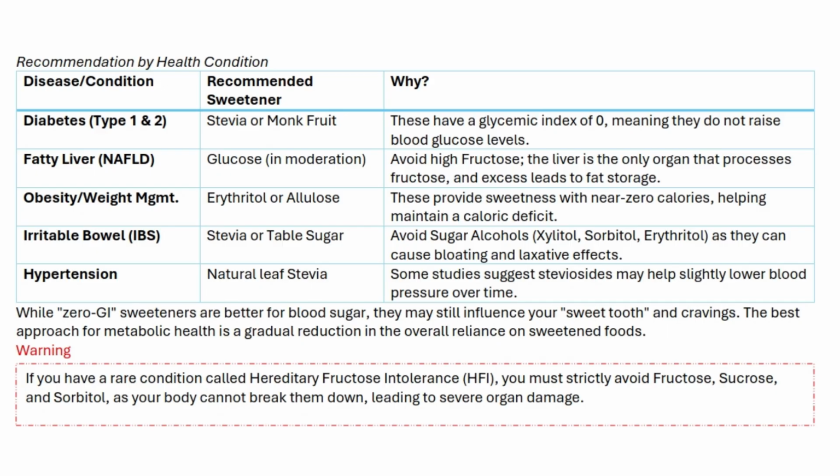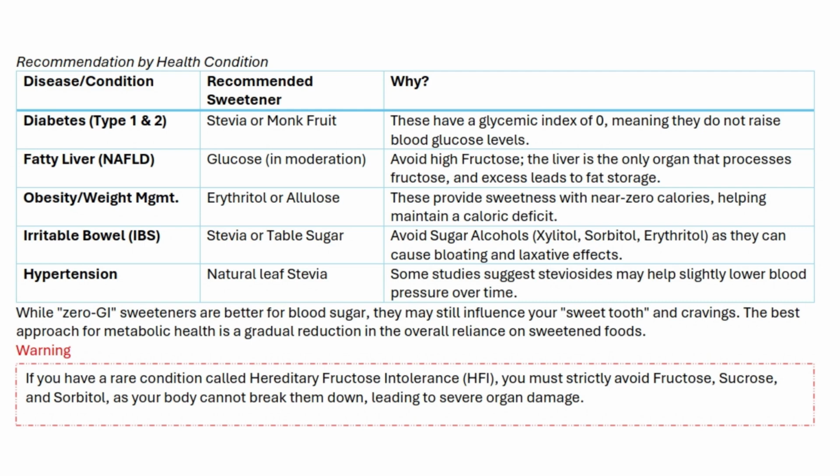For obesity and weight management, erythritol or allulose is recommended, as these sweeteners offer sweetness with nearly 0 calories, aiding in maintaining a caloric deficit. Individuals suffering from irritable bowel syndrome, IBS, should opt for stevia or table sugar, while avoiding sugar alcohols like xylitol, sorbitol, and erythritol, which may cause bloating and laxative effects.